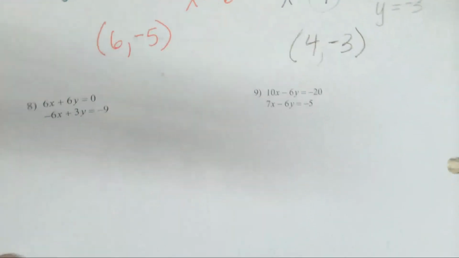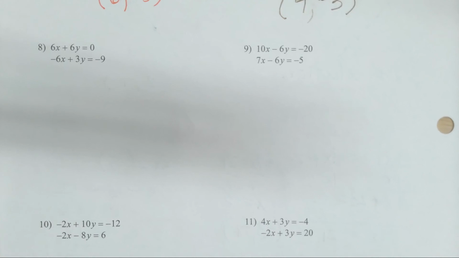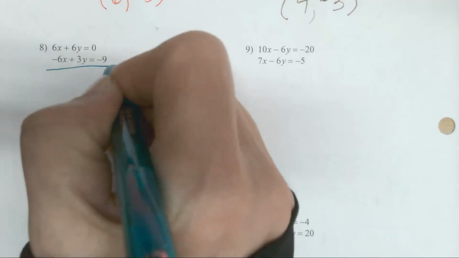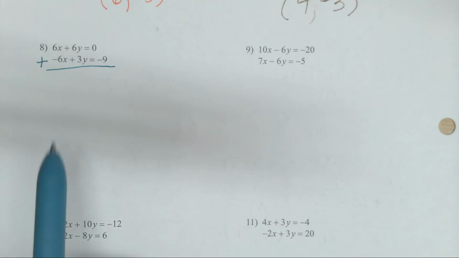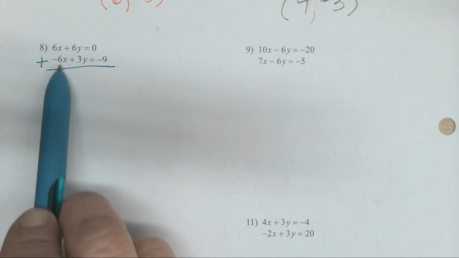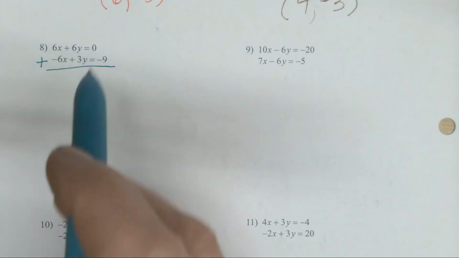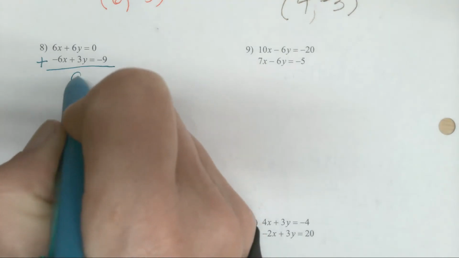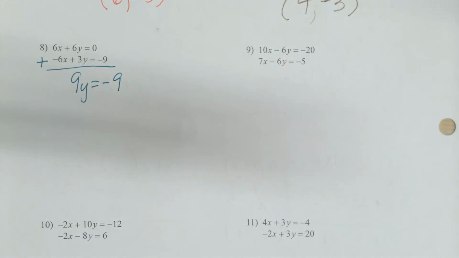Again, looking for exact opposites. Do I have exact opposites in number 8? If I have exact opposites, all I have to do is add these two equations together. What happens to the 6x's? Cancel each other out. What do I get when I do the next one? 6y plus 3y. And solve.